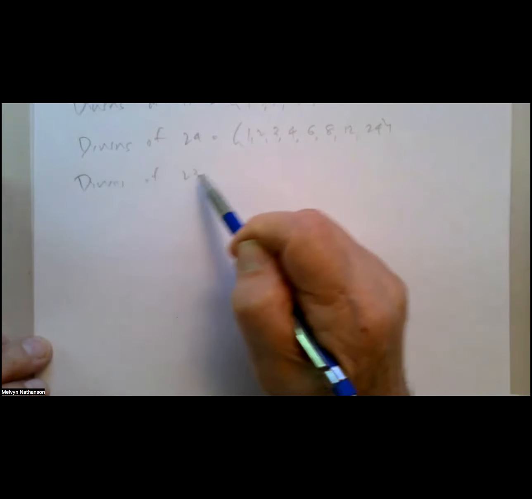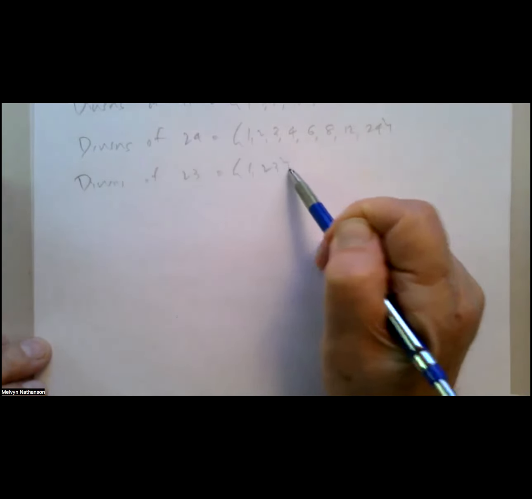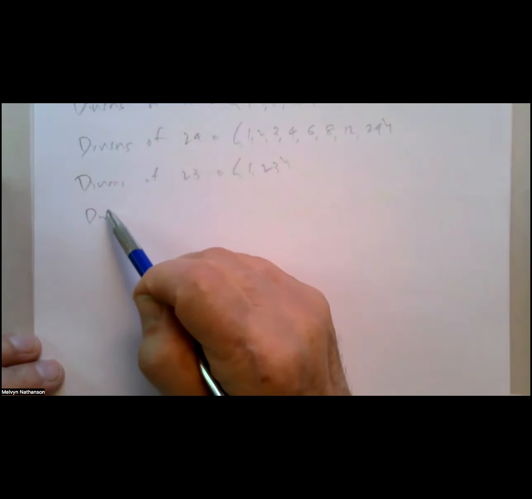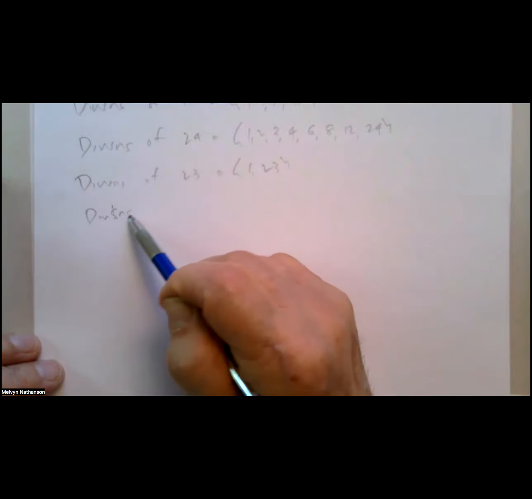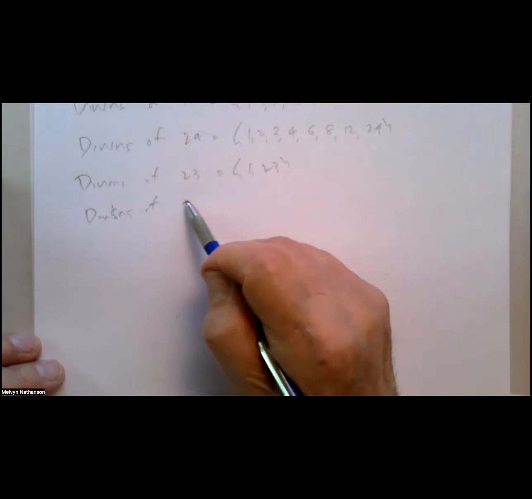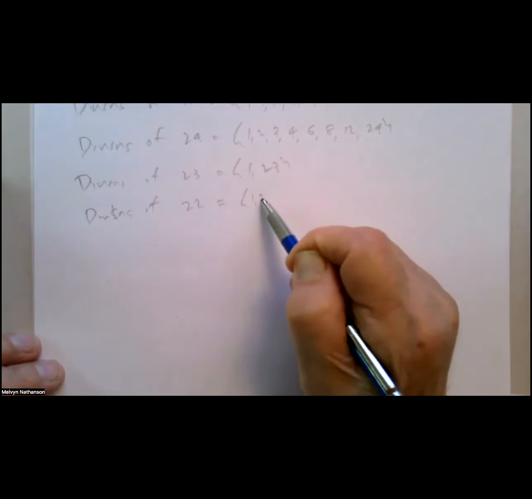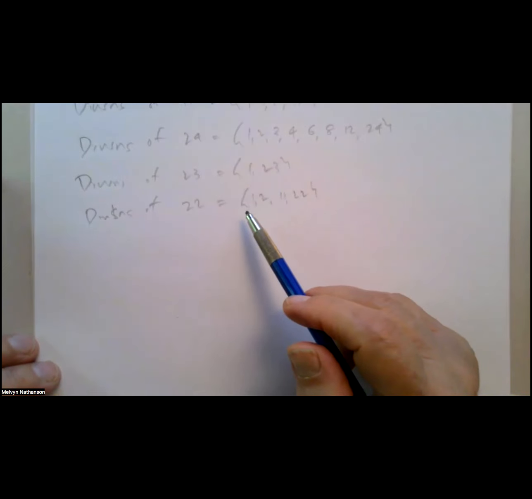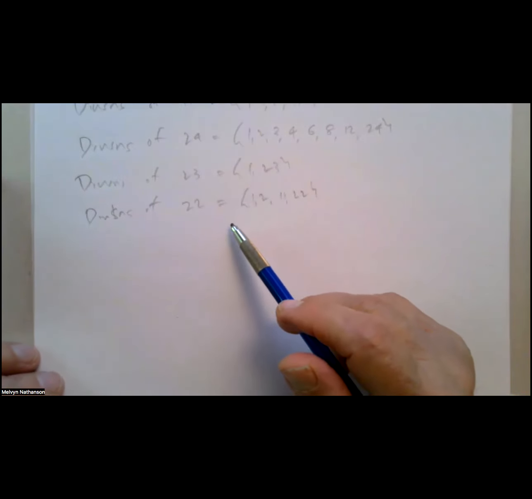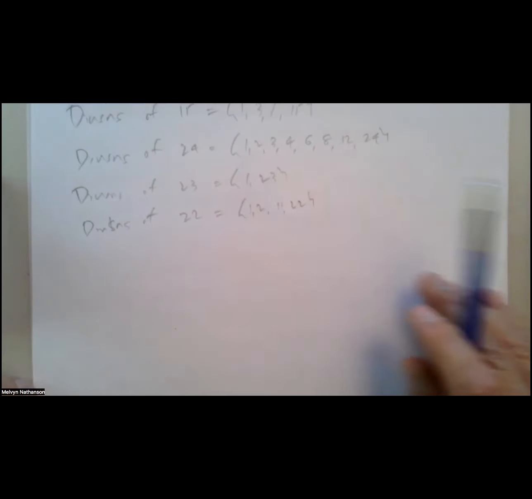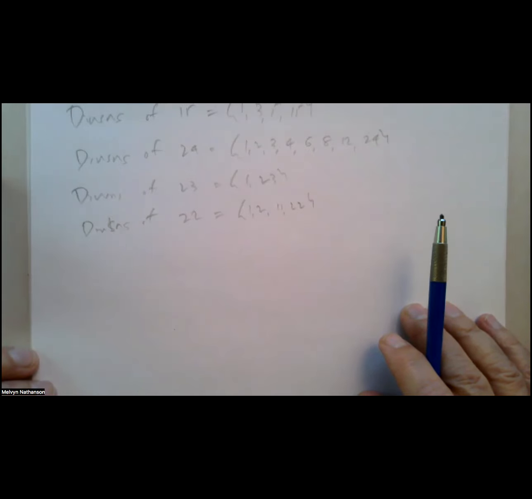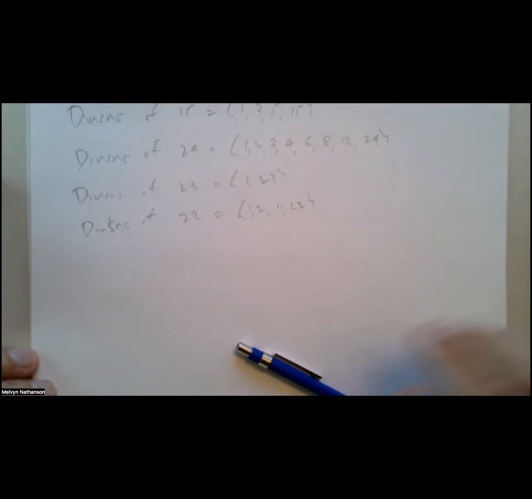What are the divisors of 23? Just 1 and 23. What are the divisors of 22? 1, 2, 11, and 22. It's a very erratic function. If you want to know how many divisors a number has, it's hard to compute sometimes, but Maple will do it. Any computer program can do it, of course. Maple will certainly do it. And it's just interesting.